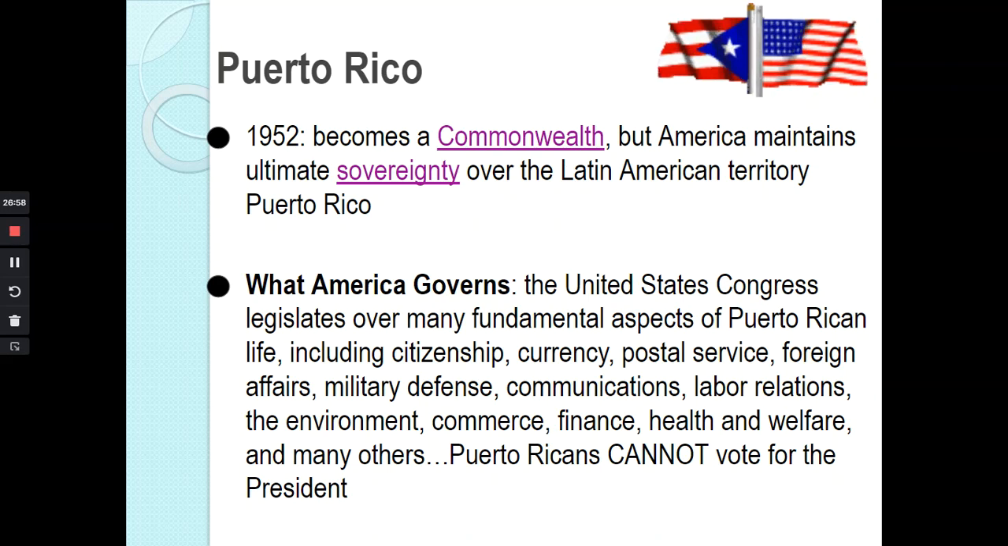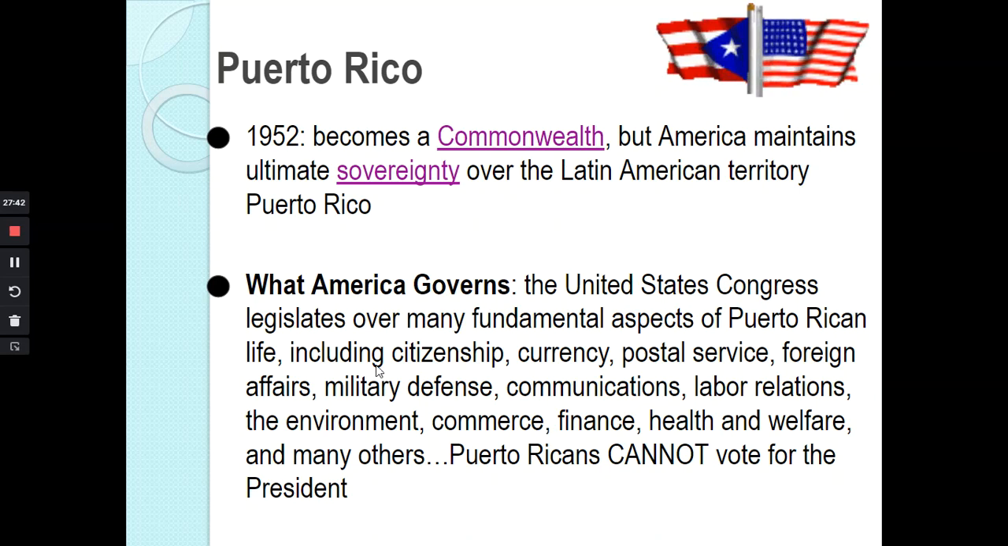So what can the United States do? Well, as you can see here, the Congress legislates many parts of Puerto Rican life, including citizenship, currency, the money, the postal service, foreign affairs, defense, military, communications, labor, etc. Many living in Puerto Rico do not have to pay U.S. federal tax, but in return, as you can see here at the end, those living in Puerto Rico cannot vote for the president in the United States. So you don't have to pay tax, but you don't get to vote for president.